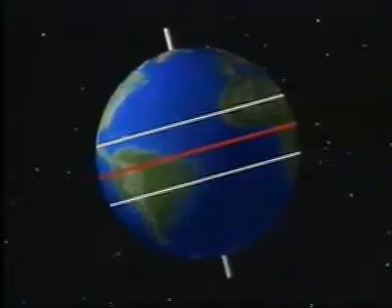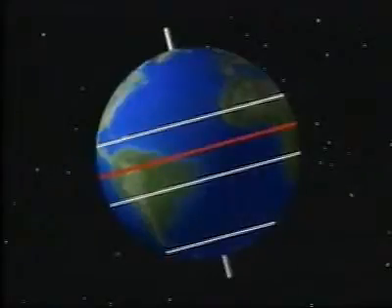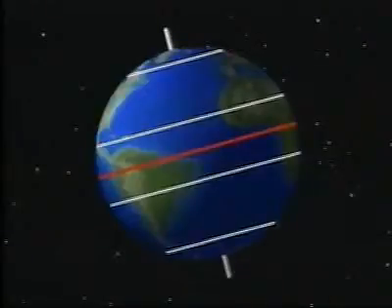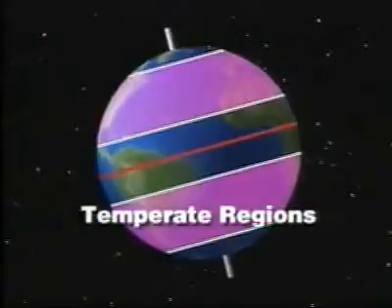South of the Tropic of Capricorn, at 66.5 degrees south latitude, is a line of latitude called the Antarctic Circle. Another line, called the Arctic Circle, is located north of the Tropic of Cancer at 66.5 degrees north latitude. The areas between the tropics and these two lines are called the middle latitudes. The sun never shines directly on these areas, so places located here are cooler than in the tropics. The middle latitudes are also known as the temperate regions.